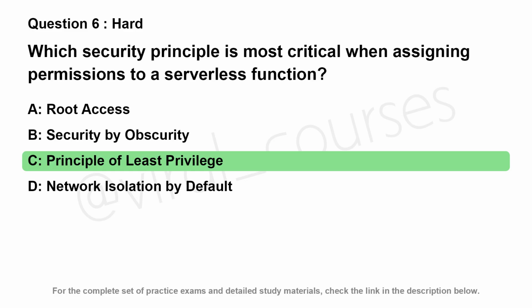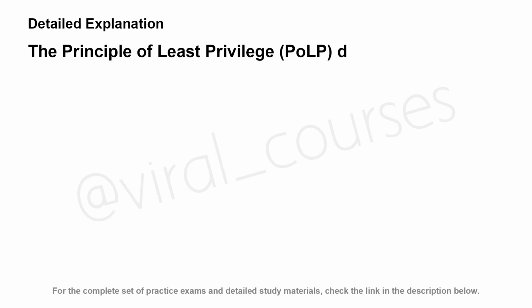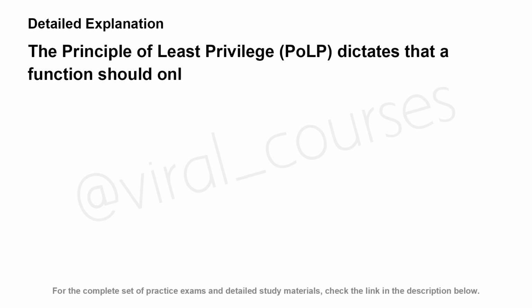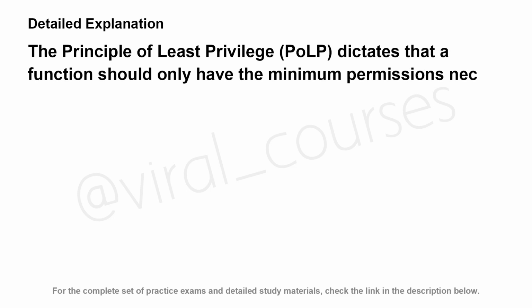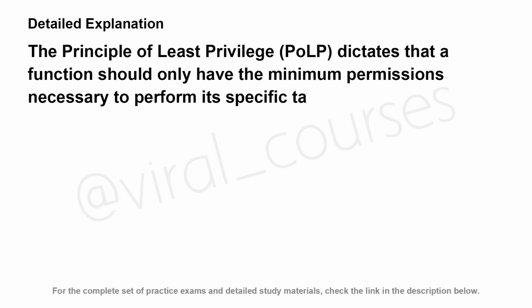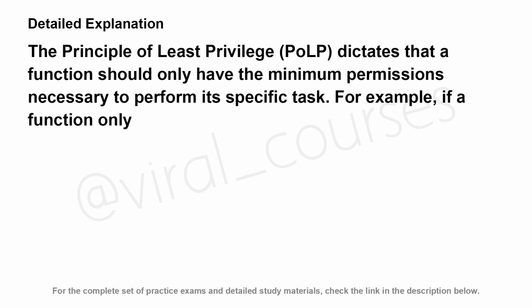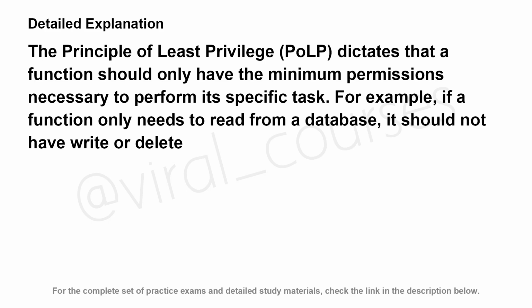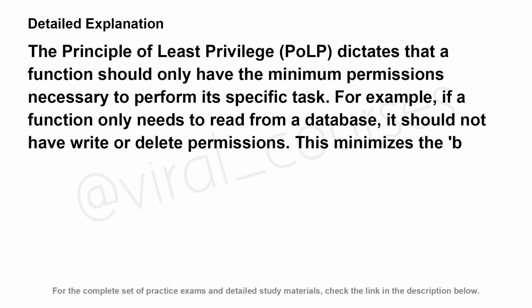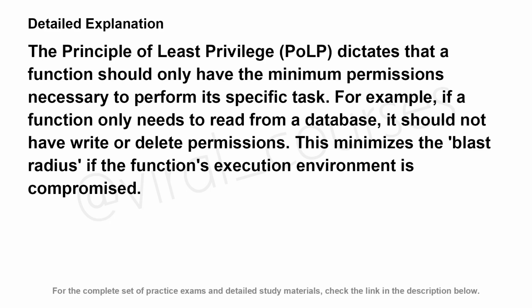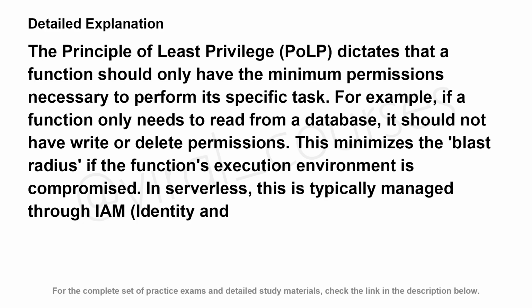The correct answer is C. The principle of least privilege, POLP, dictates that a function should only have the minimum permissions necessary to perform its specific task. For example, if a function only needs to read from a database, it should not have write or delete permissions. This minimizes the blast radius if the function's execution environment is compromised. In serverless, this is typically managed through IAM (Identity and Access Management) roles.